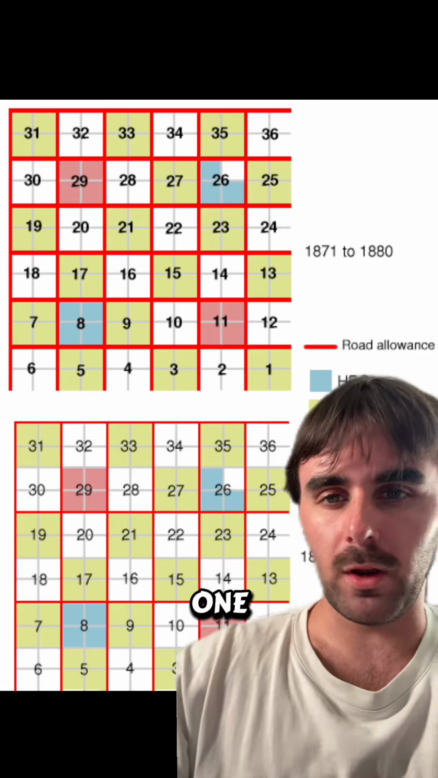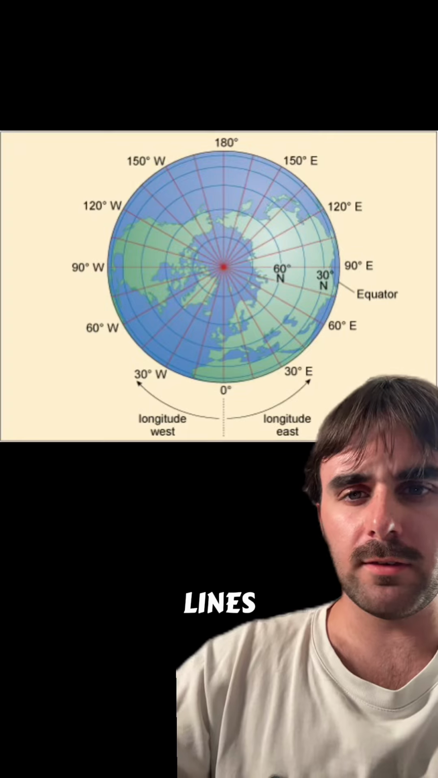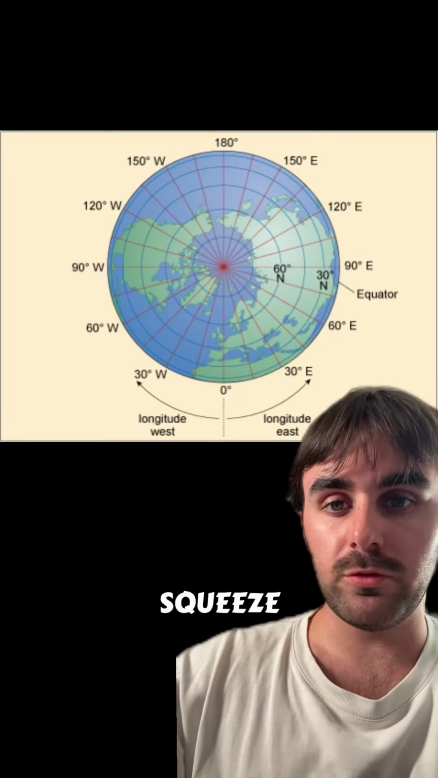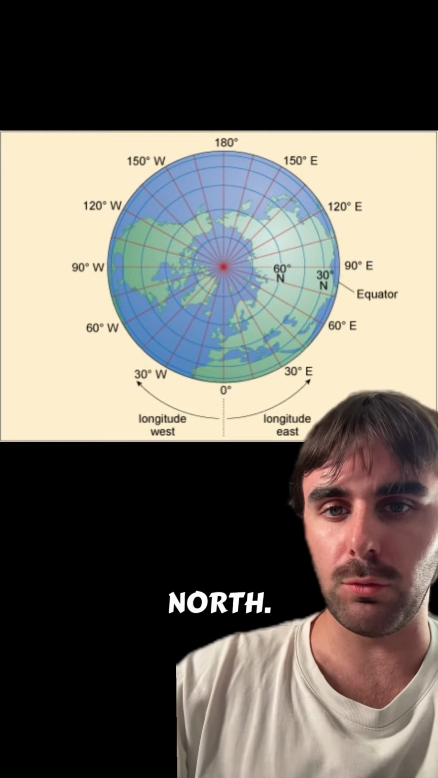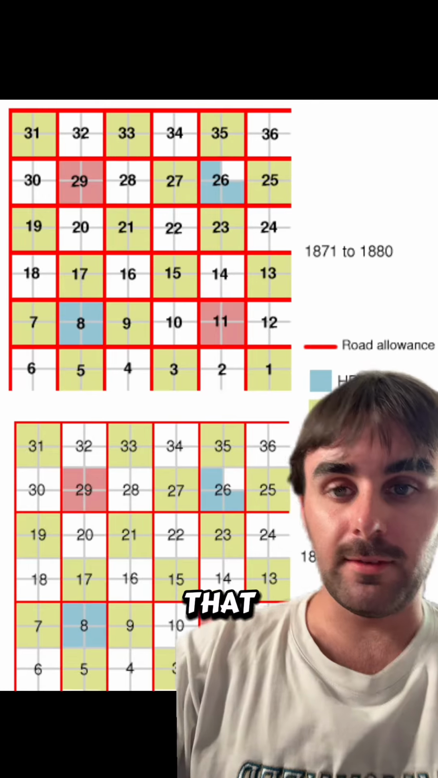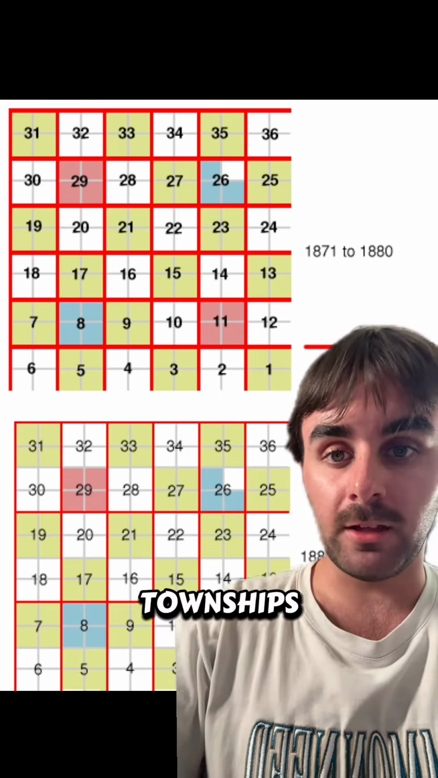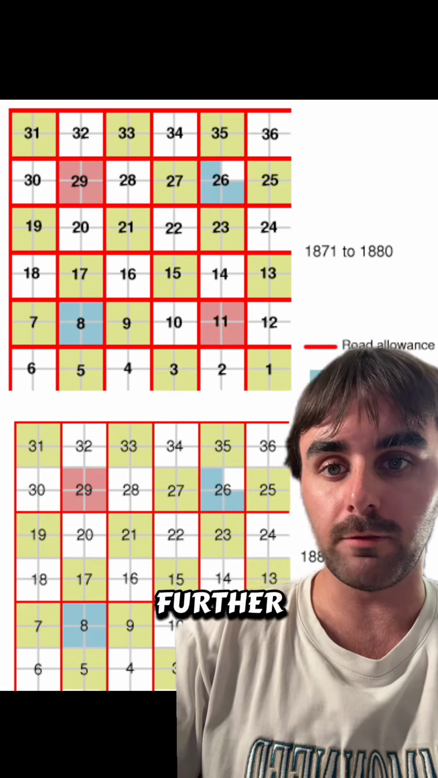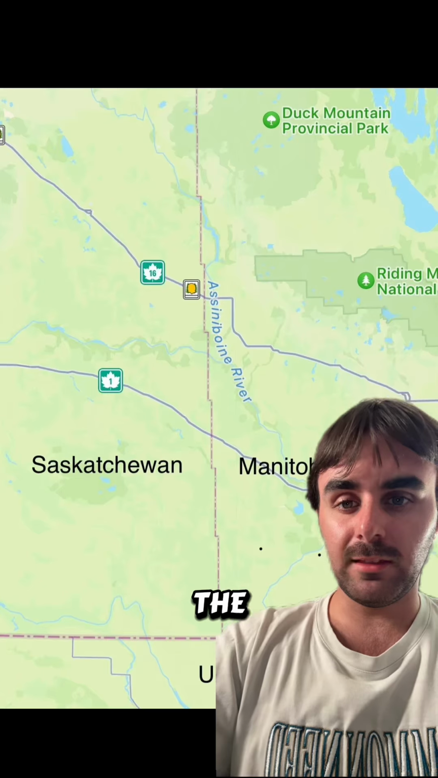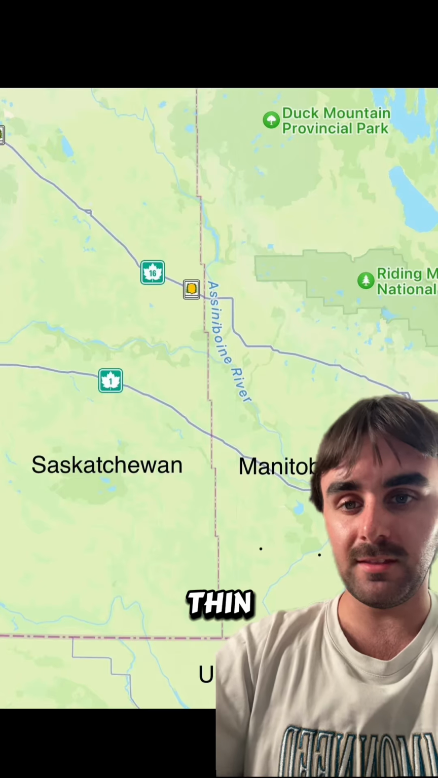But there's just one problem. Longitude lines aren't parallel, as they all squeeze together and converge at the north and south poles. This means that the top of each square was slightly more narrow than the bottom side, and the townships would shrink more and more as you went further north. And so surveyors added these corrections where every 24 miles they would shift just a little bit west. This in turn would lead the border to look like a set of really thin stairs.